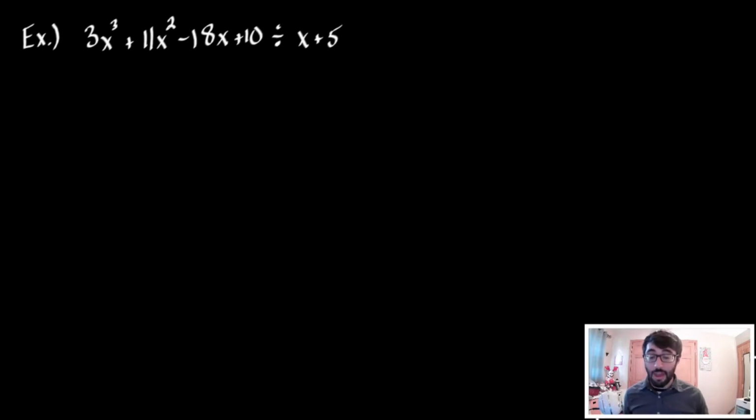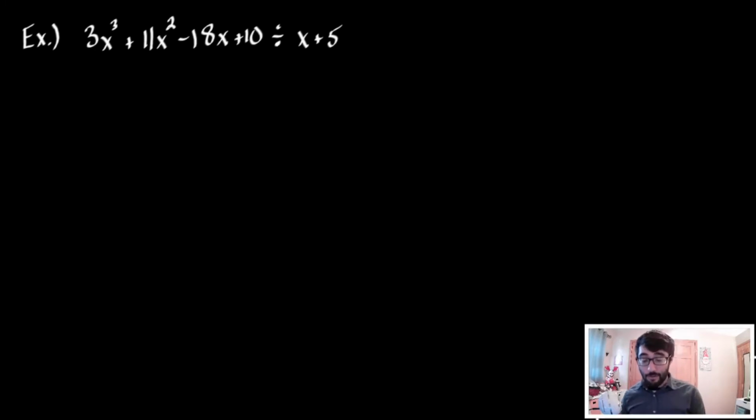One of those instances would be something like this. So say we had this polynomial problem. We wanted to divide 3x cubed plus 11x squared minus 18x plus 10, and we wanted to divide that by x plus 5. Now remember, long division can be used in any polynomial division problem, but we can use synthetic here, and that's because we are dividing by a linear binomial with a leading coefficient of 1.